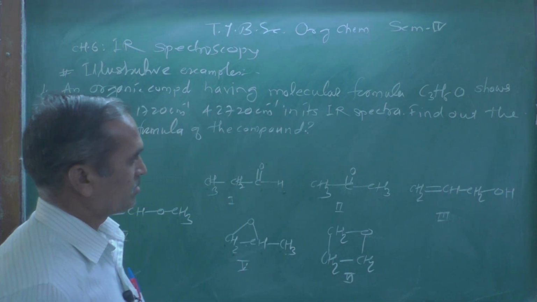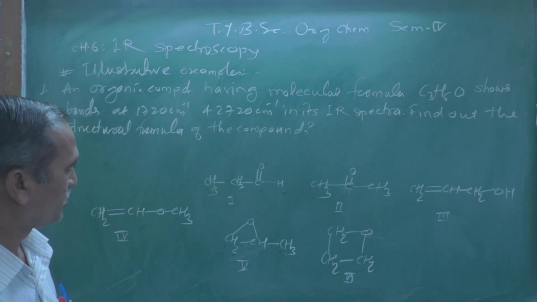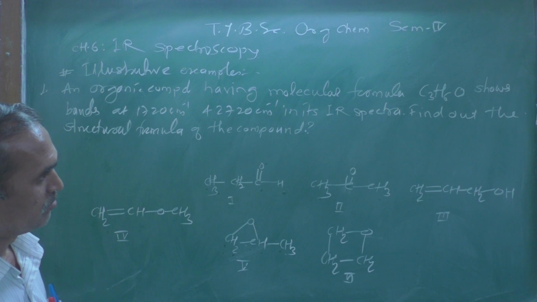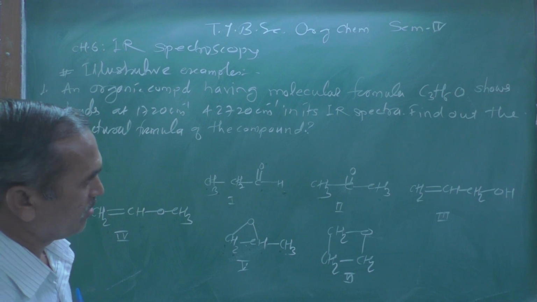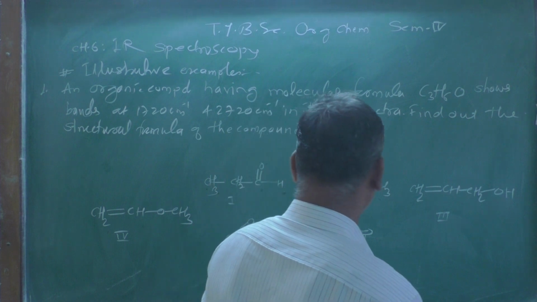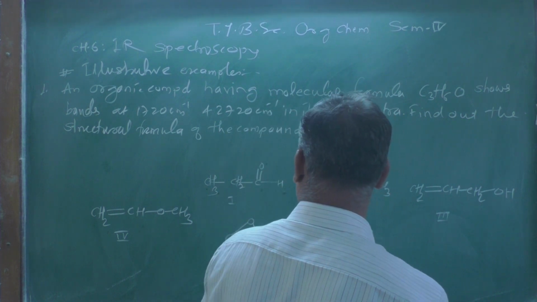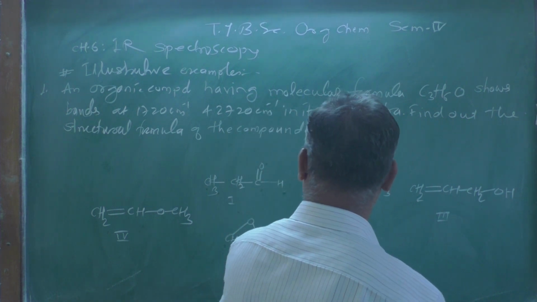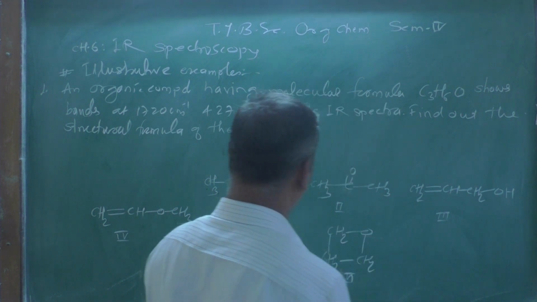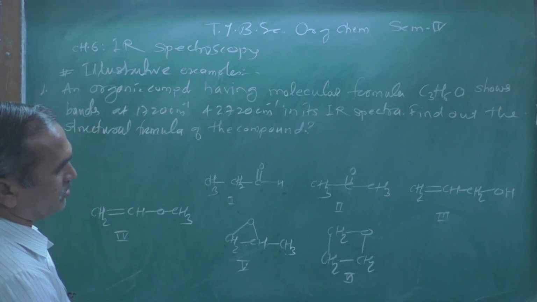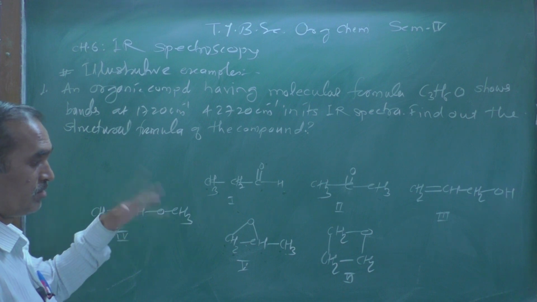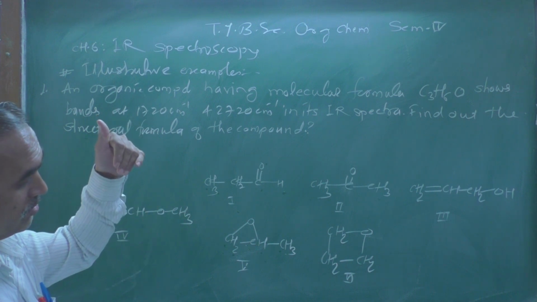Is there any possibility? Can you draw one more structure over here? Yes, we can suppose these are the different structures. See here, there are the 6 structures.